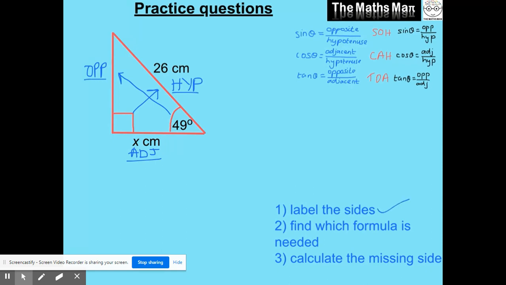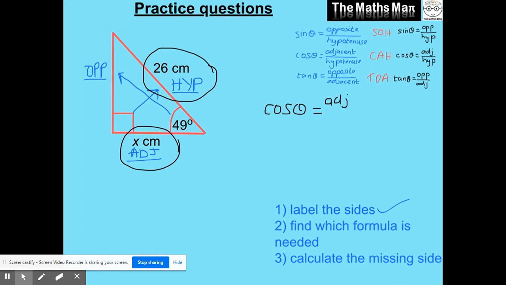Next, we want to find which formula we're going to use. So let's circle what we want to find. We want to find x, in this case, which is the adjacent, and they gave us the hypotenuse, which is 26 centimeters. Adjacent, hypotenuse, that would be cosine. So let's go ahead and write down our formula for cosine. Cosine theta equals adjacent over hypotenuse.